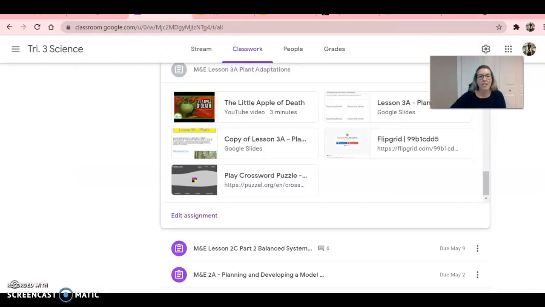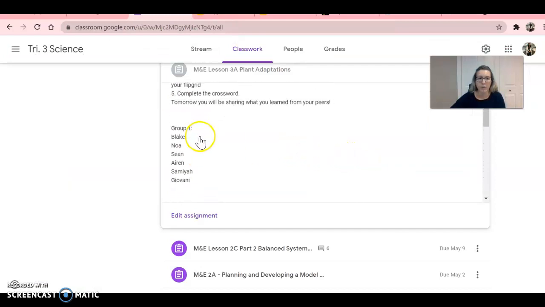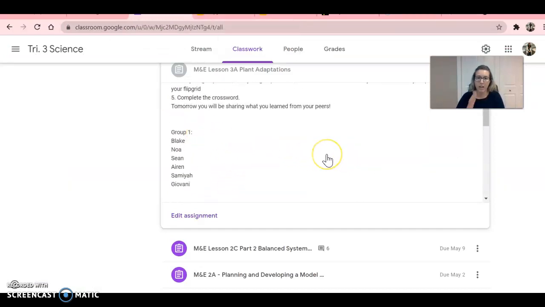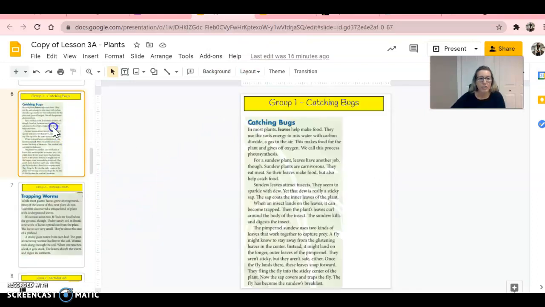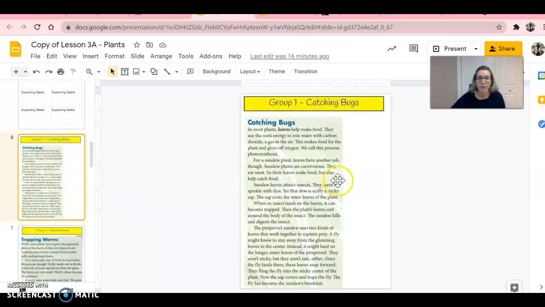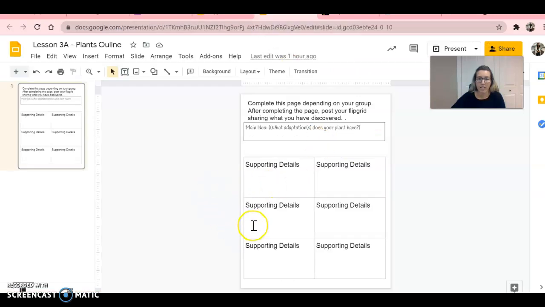If you look on your classwork assignment, you will see what group you belong to. If you are in Mrs. McCauley's class or Mrs. Vaughn's class, then you will see your groups listed as well. Once you have identified what group you are in, you're going to come back to the slides and find your article. So if you are in group 1, you'll be reading Catching Bugs. Throughout this reading, you will have open your Lesson A plant outline, and it looks like this.